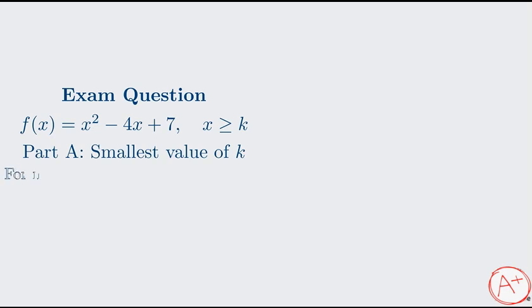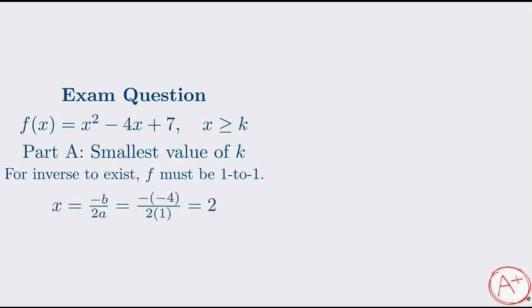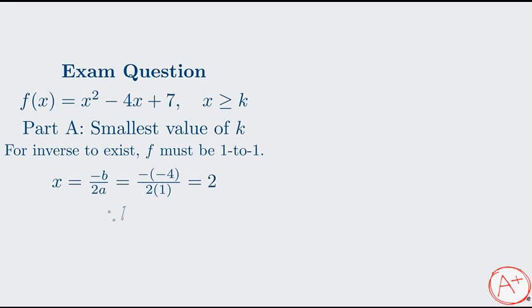For a function to have an inverse, it must be 1-to-1. For a quadratic, this means we must start at the vertex. We can find the x-coordinate of the vertex by completing the square or using x equals negative b over 2a. So, the smallest value of k is 2.